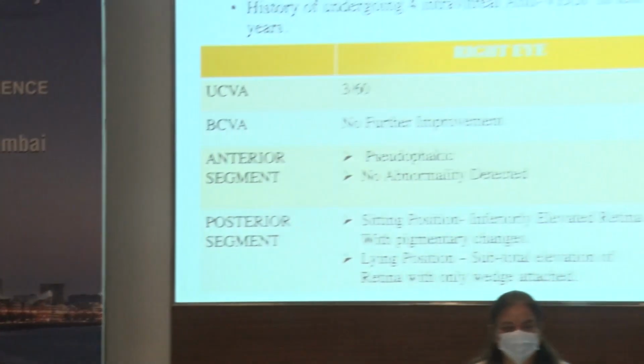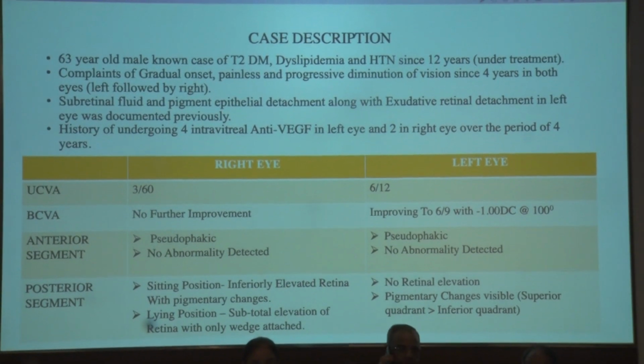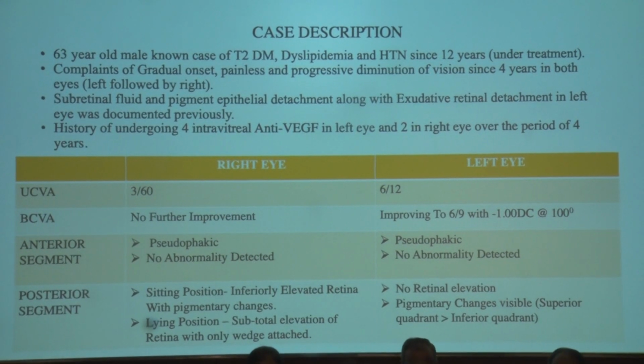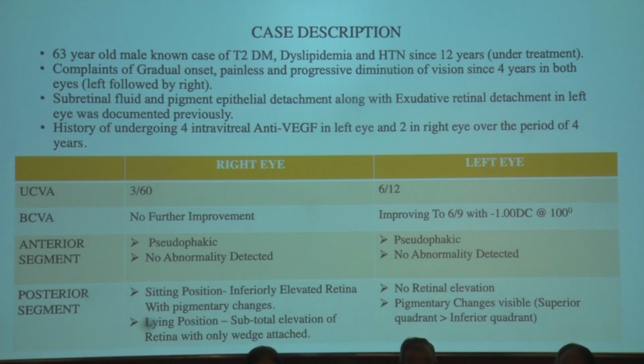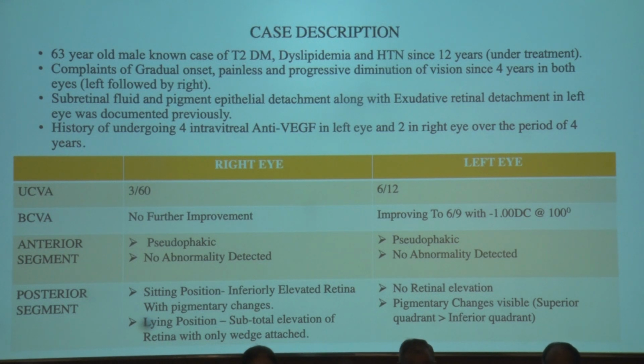So the patient is a 63-year-old male, known case of type 2 diabetes mellitus, dyslipidemia and hypertension since the past 12 years, under treatment. He presented with complaints of gradual onset, painless and progressive diminution of vision since 4 years in both the eyes, the left eye followed by the right. There was previously documented history of subretinal fluid and pigment epithelial detachment in both the eyes along with exudative retinal detachment in the left eye. There was a history of undergoing 4 intravitreal anti-VEGF injections in the left eye and 2 in the right eye over a period of 4 years. His best corrected visual acuity in the right eye was 3/60 and in the left eye was 6/9.